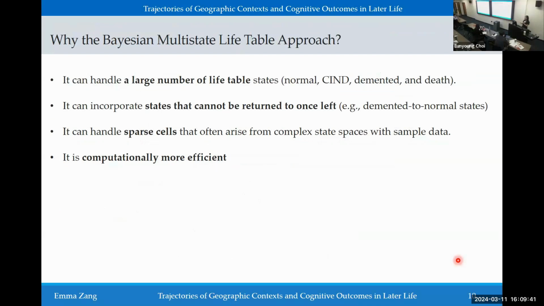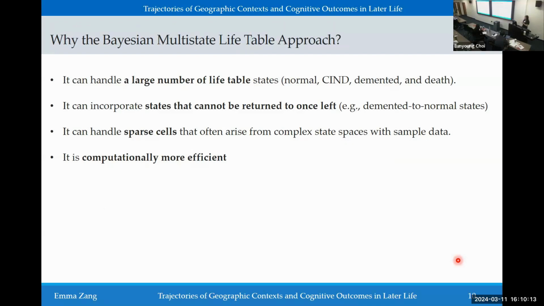So compared to alternative life table methods, our methods can handle a large number of life table states. In our case, we have 4 states. Most life table methods can only handle 3. And it can also incorporate states that can't be returned to once left. So for example, if someone was diagnosed with dementia, this person cannot return to a normal state. At least for now, there's no treatment for dementia. So most life table methods cannot handle this kind of state, but our method can.